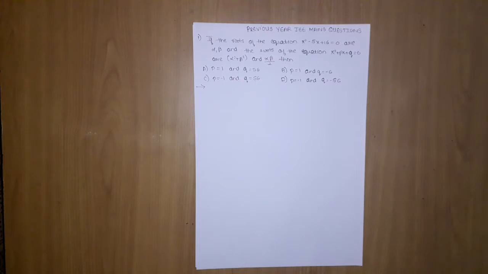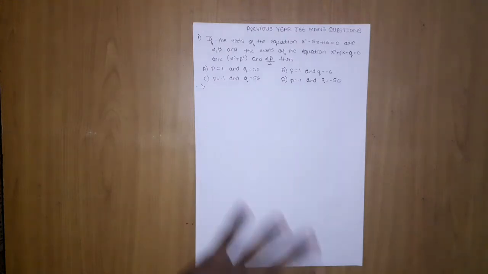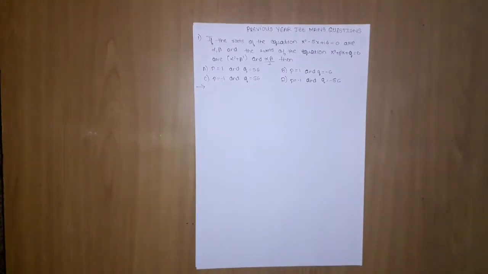The first question of JEE Main is as follows. I don't know the exact year, but the question is: if the roots of the equation x square minus 5x plus 16 equal to 0 are alpha comma beta, and the roots of the equation x square plus px plus q equal to 0 are alpha square plus beta square and alpha beta by 2, then we have to find the p and q values. The options are as follows.